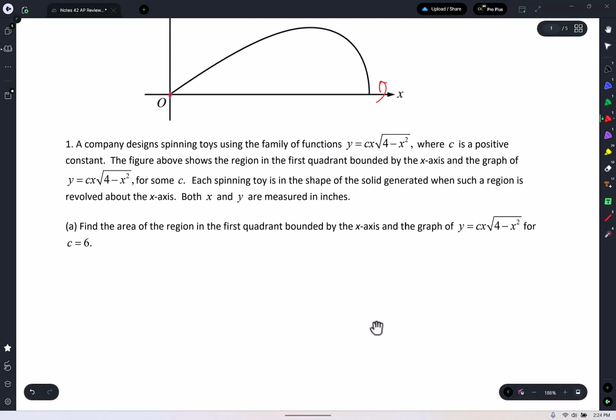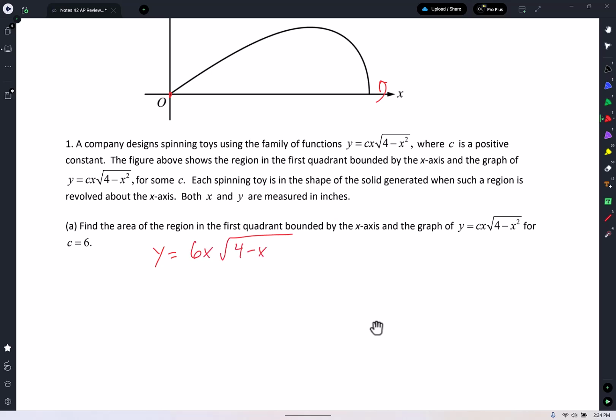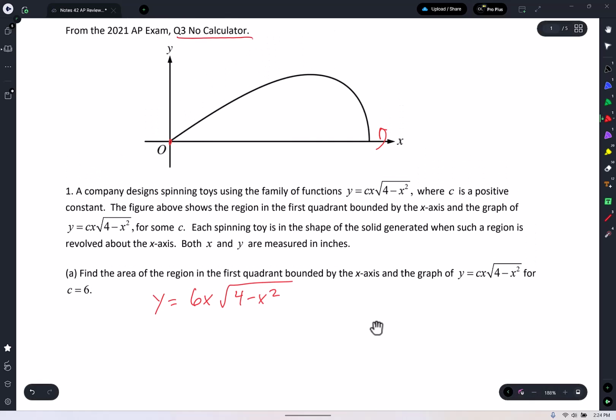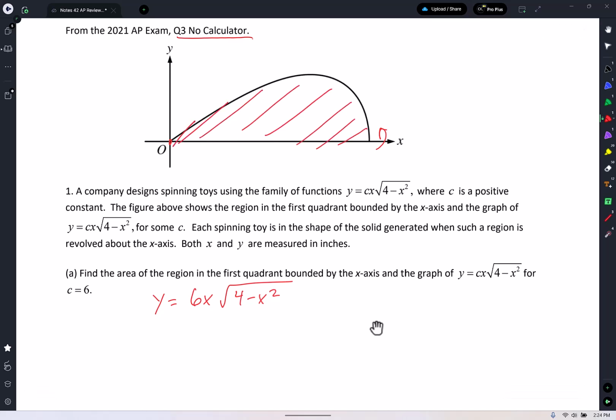Okay. So that means I have an equation. Here's my equation: 6x square root 4 minus x squared. That's going to create some type of curve, more likely something similar to this. Depending on the c value, it's going to change how high it goes and all that good stuff. But they want the area under this curve. So let's see, what do I got to know? Where does this equal 0? I don't have a calculator. I know that this equals 0 at 0.